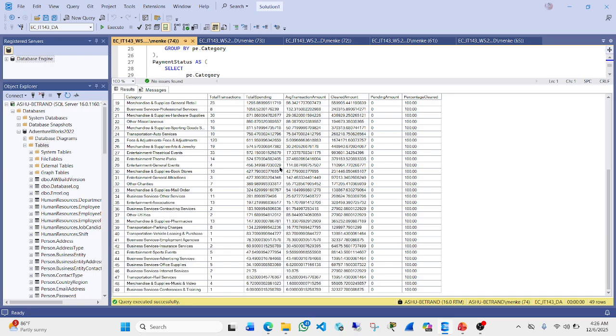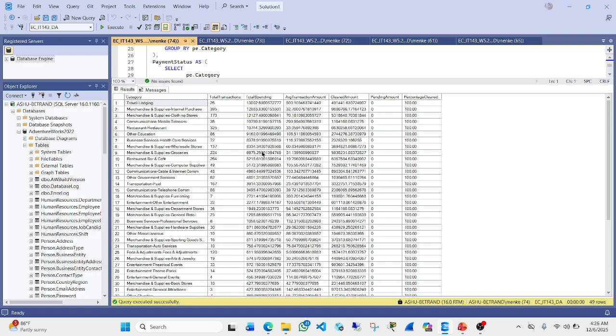look at the data we have here. Very interesting. It shows the results of each category. You can see category restaurant. We have communication, cable, and internet. You can see the number of transactions we have. Let's take, for example, communication. We have 48 transactions. You can see the total spending, the average spending, and the cleared amount. You can see that the pending is zero and the percentage is 100%.